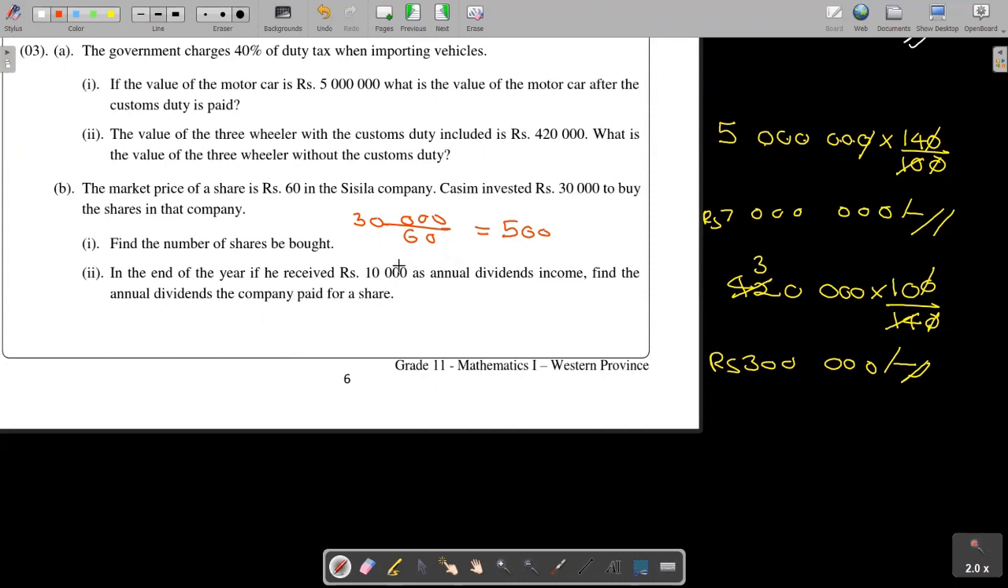So he will get 10,000 as the dividend. So this is from 500 shares. So he will get rupees 20 from one share. Right.